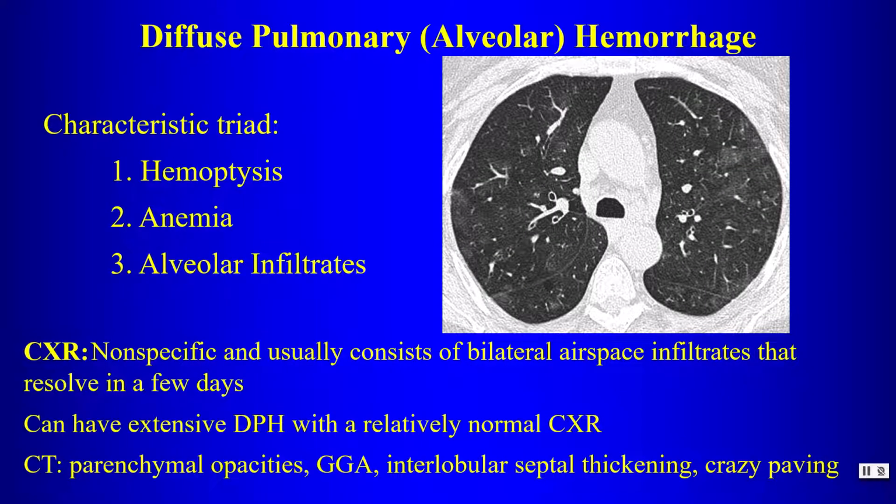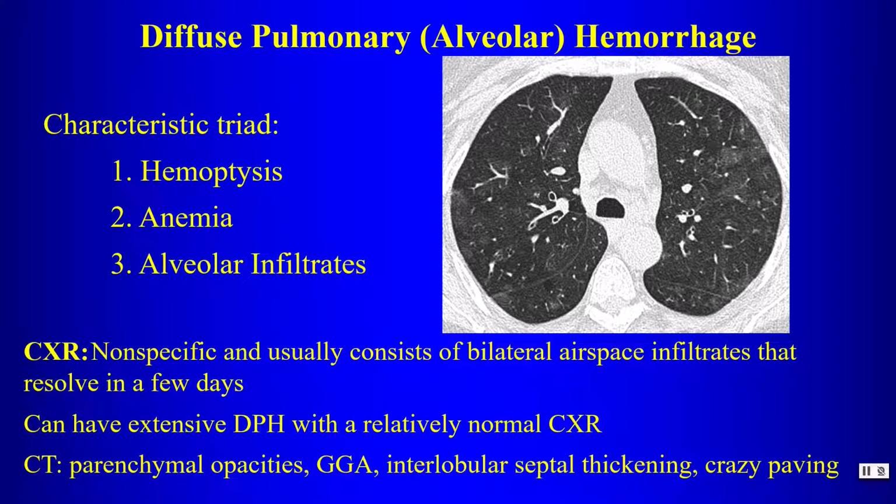So diffuse pulmonary hemorrhage or diffuse alveolar hemorrhage, the characteristic triad for this is hemoptysis, anemia, and alveolar opacities. So the opacities are usually non-specific on the chest radiograph. They tend to be bilateral and will resolve in a few days. You can have extensive diffuse pulmonary hemorrhage with a relatively normal chest radiograph.